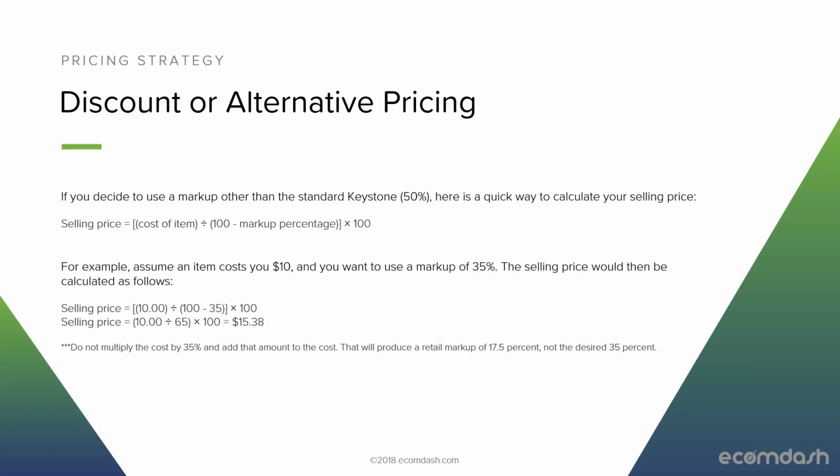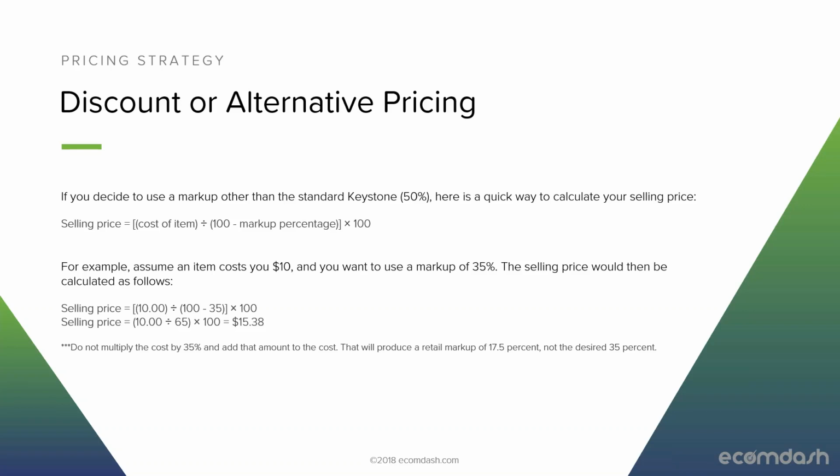So if we put those numbers together, as we follow through, again, selling price equals 10 divided by 65, which was the 100 minus 35, and multiply that by 100. And in this case, it would say sell your price at $15.38. So it'd be a 35% markup. We'll get you to that price.